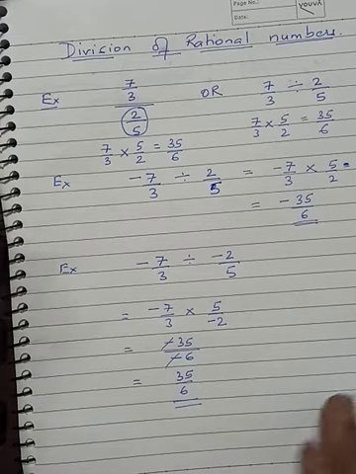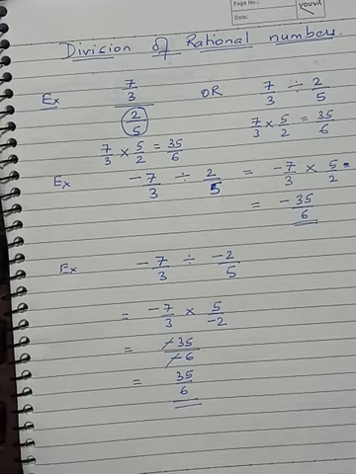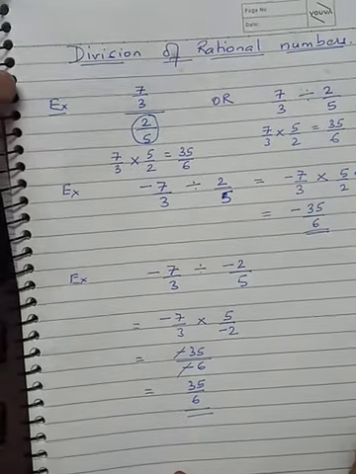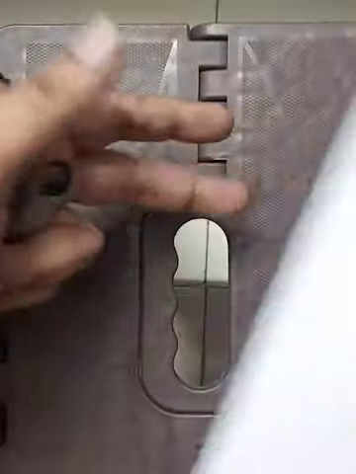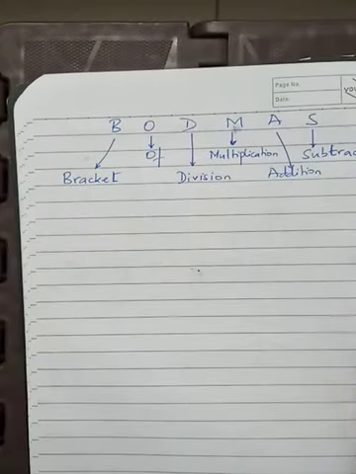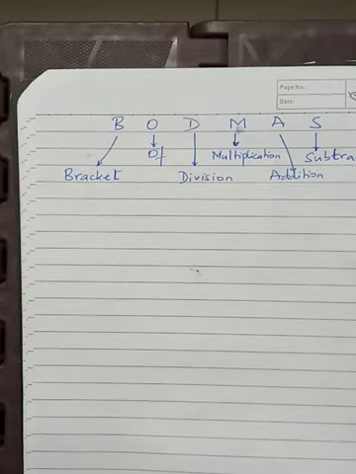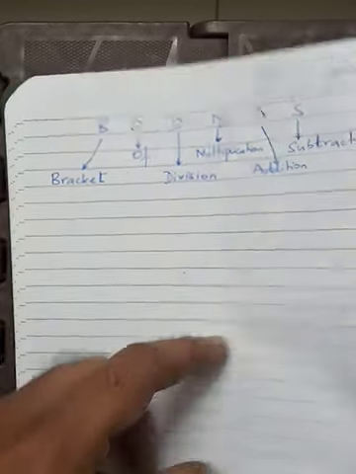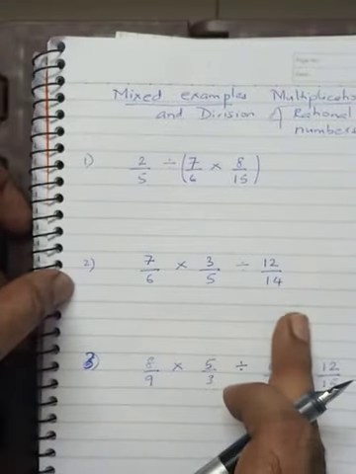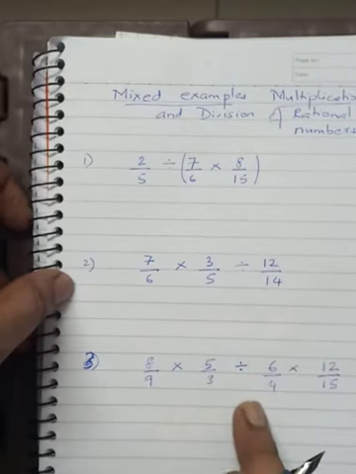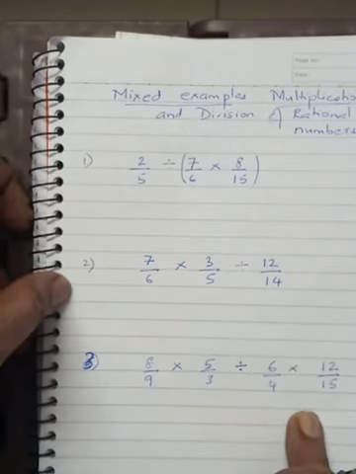Now we come to some mixed questions for multiplication and division of rational numbers. When it comes to mixed, we need to remember that there is a golden rule in mathematics that is called the BODMAS. The BODMAS tells you the order of the operation. So if there is a question like this, then I need to know which operation should I do first and which operation should I do second.